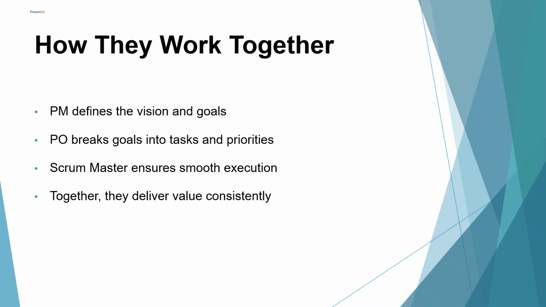But how do they work together? The product manager defines the vision and goals of the product, while the product owner breaks goals into tasks and priorities. And then the Scrum Master ensures the smooth execution of the product development. And together, they deliver value consistently. These roles are partners and not competitors. When aligned, they help teams build better products faster and with less friction.